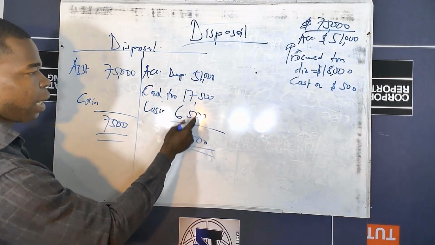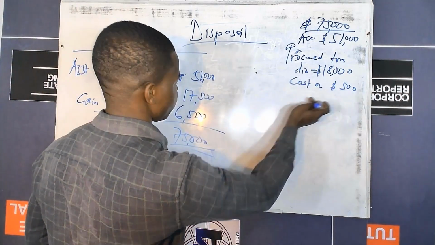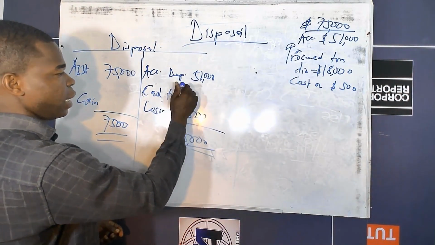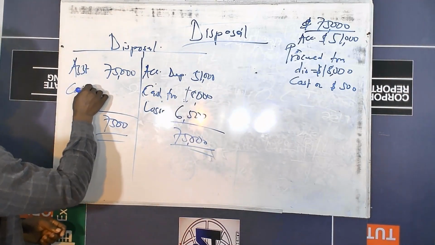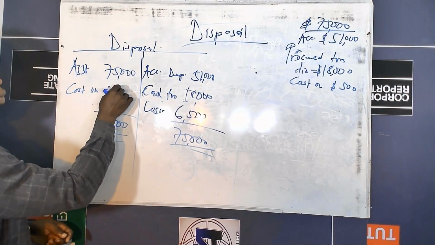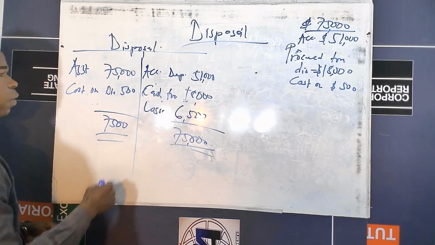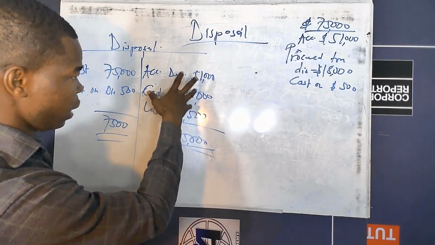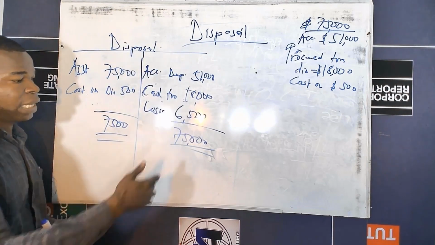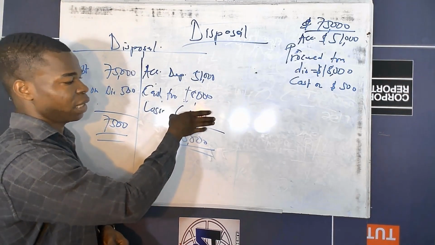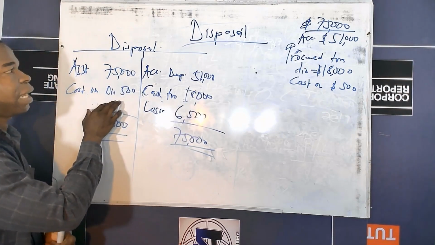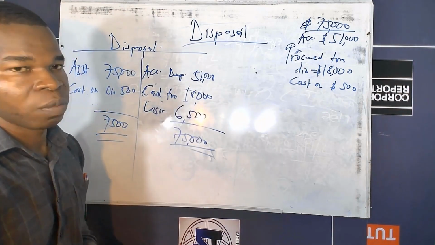Another way we can also treat this cost on disposal is that we can bring all the 18,000 over here and then have cost on disposal over here to be the 500. So this is the first method. This is when we are using the T account. Remember that always at the credit side, when the difference is coming at the credit side, it will be a loss. When the difference is coming at the debit side, it's going to be a gain.